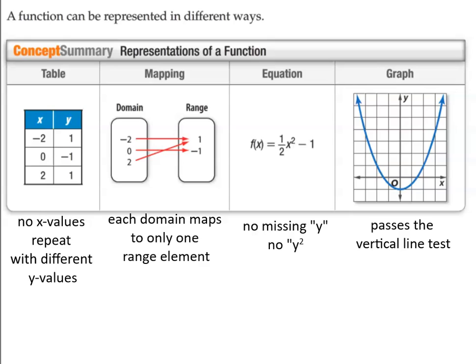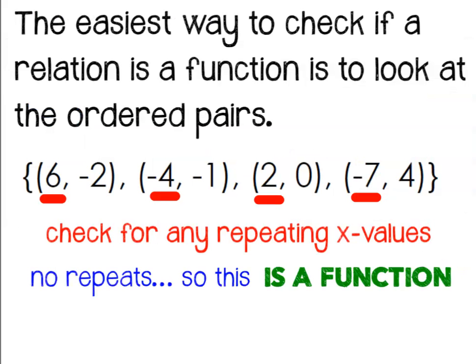So let's get started. Here's a preview of what the four rules are going to be. And here's an example of what each of these formats look like: tables, mappings, equations, and graphs. Here we go. If you have a table or a set of ordered pairs, the easiest way to check if a relation is a function is to simply look at the x values in the ordered pairs.